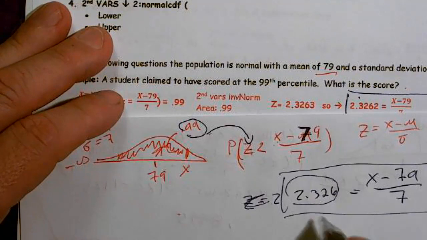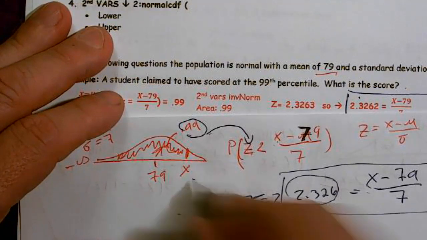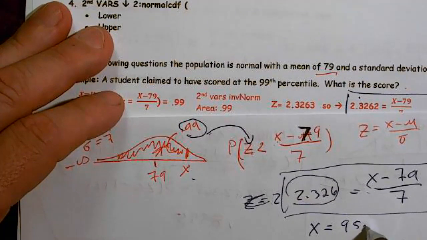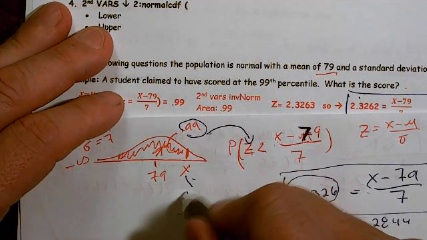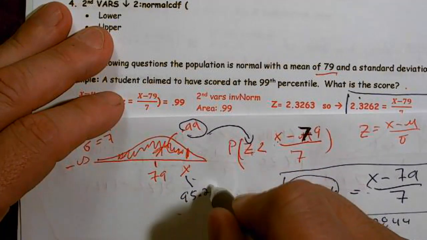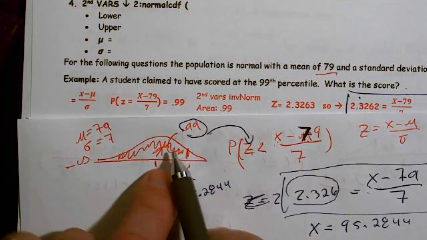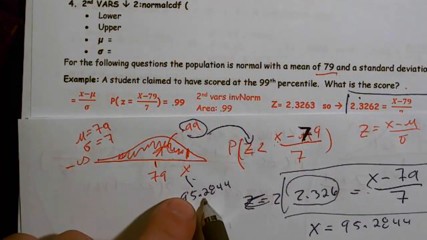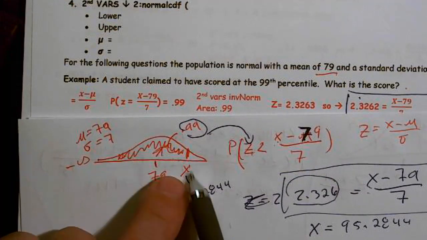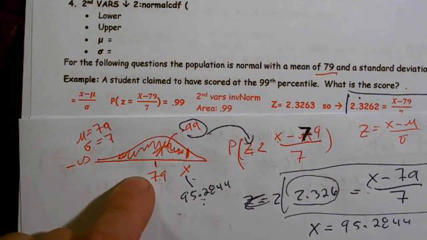Okay, so x equals, the x value that we're looking for is 95.2844. And over here, if I were to add it to this graph, that would be right here, 95.2844. So 99% of the population is below 95. And that makes sense because 95 is well above the 79.